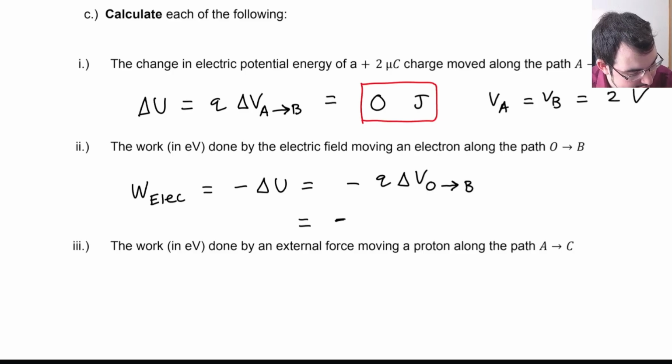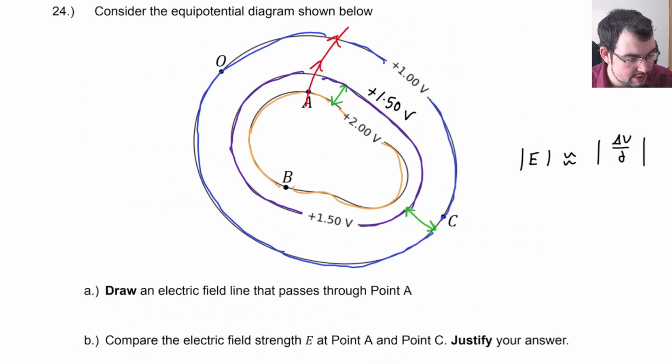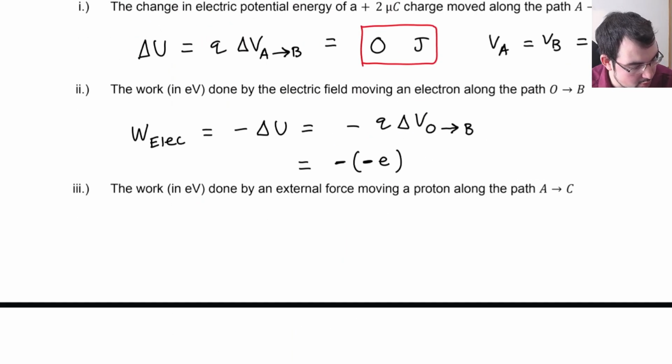So what is an electron? Well, an electron is an elementary charge unit, but it's negative. So it's negative E, lowercase e. And what is the potential difference if I start at O and go to B? Well, O is at 1, B is at 2. So if I go from 1 to 2, that's a change of 1, and it's a change of plus 1 because I'm going uphill. So that means it is plus 1 EVs.